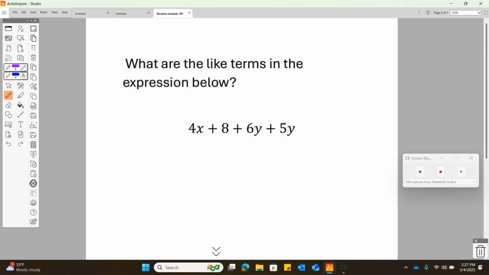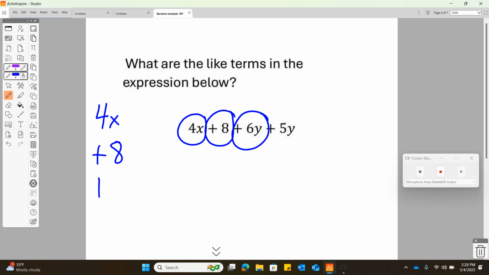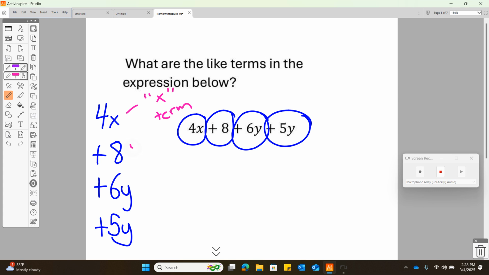What are the like terms in the expression below? So one of your terms is 4x. That's an x term. One of your terms is positive 8. One of your terms is positive 6y. And one of your terms. So I would call this an x term. This one has no variable. It is just a constant term.